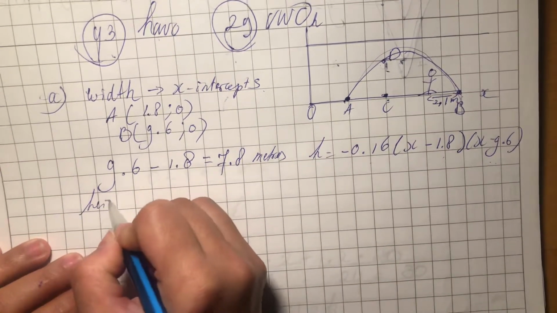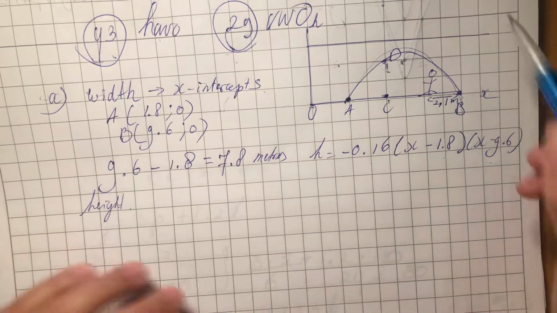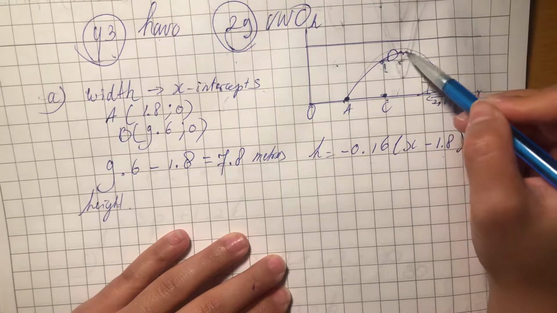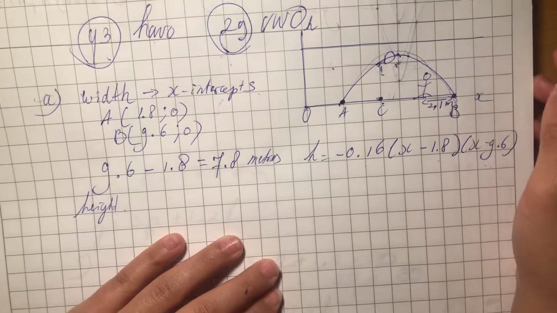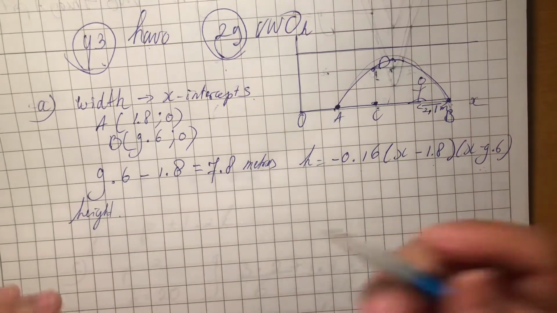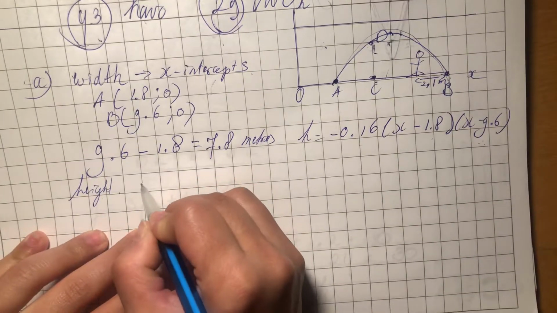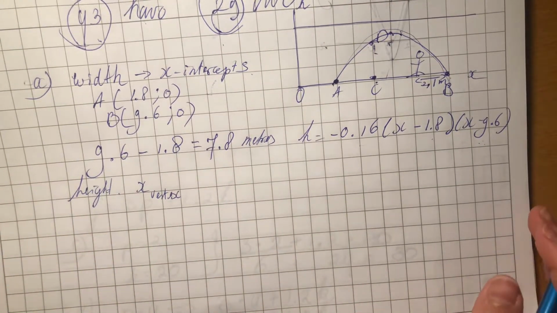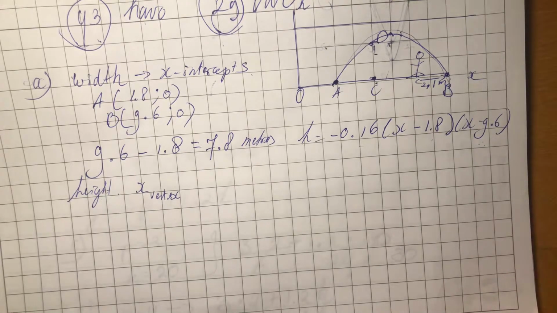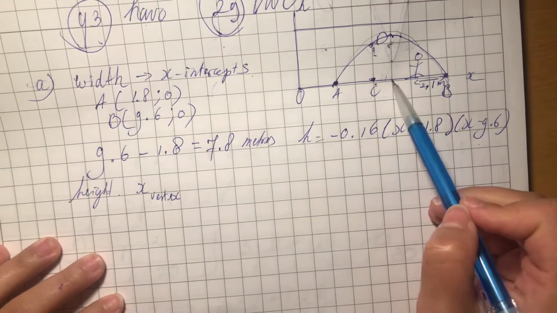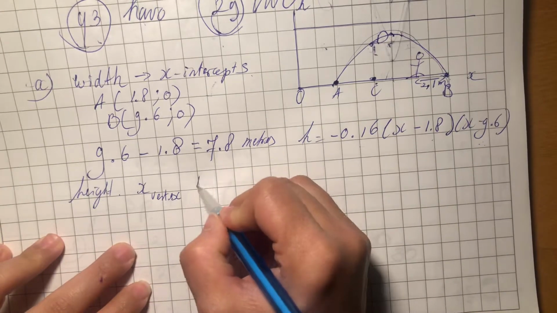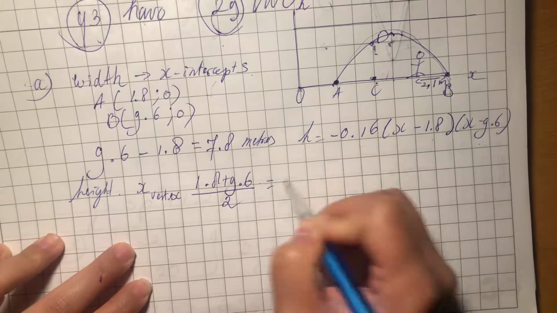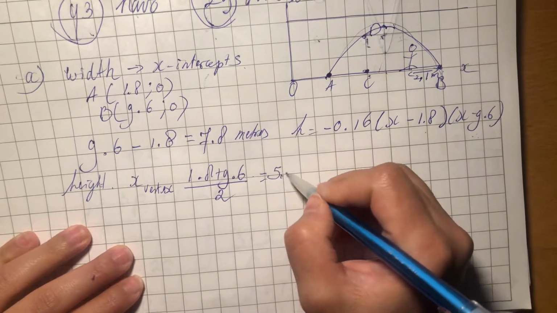Now, let's go to the height. Height means that we want the highest point of the tunnel. So we're looking for the coordinates of the vertex, the top. So how can we find, once again, the x vertex? Pause the video and think, how do you find that one again? That is exactly in the middle of A and B. So you add 1.8 plus 9.6 and you divide that by 2. When you do that, you get 5.7.